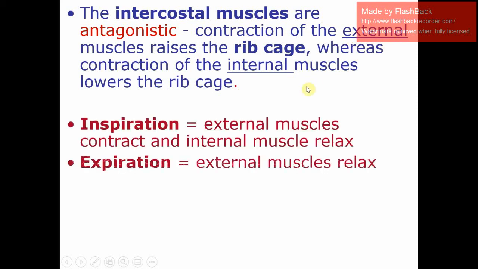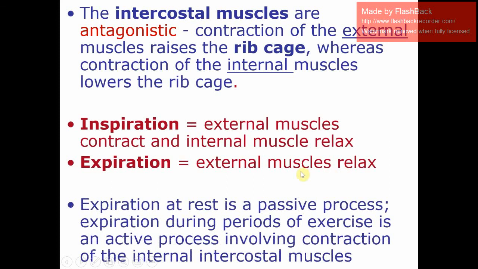So external will contract and internal will relax for inspiration, inhalation. When you expire, then the external ones that did raise your rib cage relax, as you'd expect. Now, the internal don't engage. You don't need them, as I say. Literally, gravity and the weight of your ribs fall, okay, and therefore they do enough to get the air out of your lungs. Now, the difference, though, is when you do some serious exercise, where you need to empty your lungs so much more.